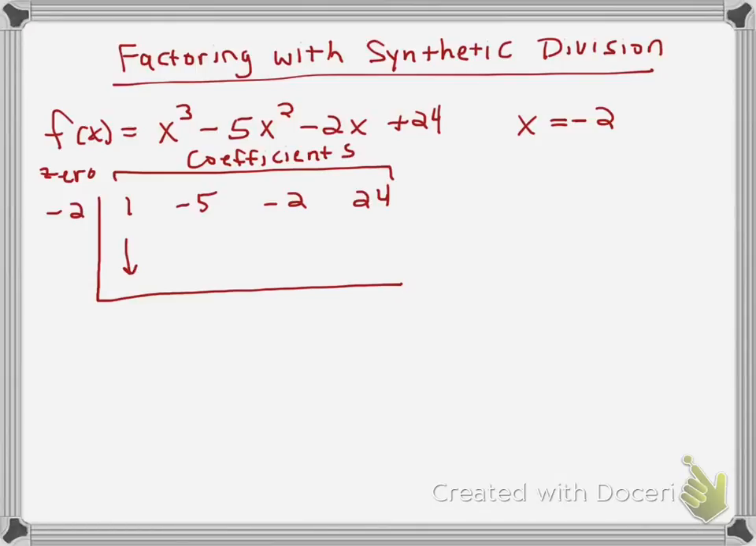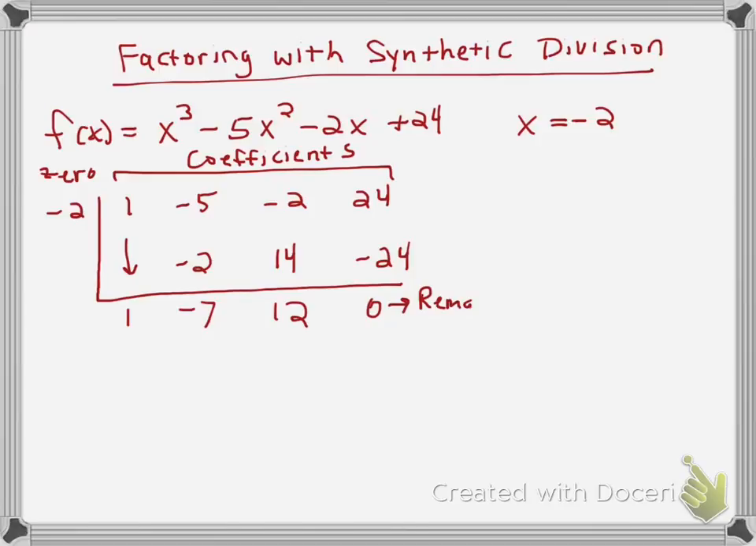Drop the 1 down. You need a number to start with, so we're going to start with 1. Then it's that process again of I'm going to multiply my outside numbers. I'm going to add my inside numbers. So 1 times -2 gets me -2. Add your insides. -5 plus -2 is -7. Multiply your outsides again. You end up getting 14. Add your insides. -2 and 14 is 12. All right, multiply your outsides. That's going to get you -24. When you add your insides, you end up getting 0.